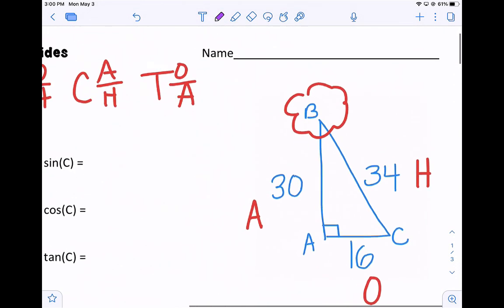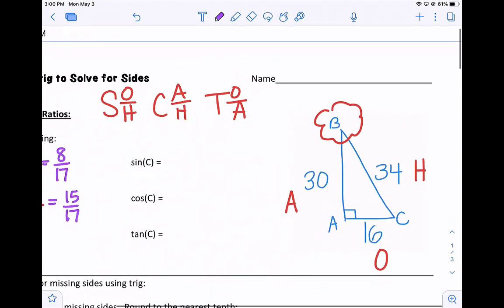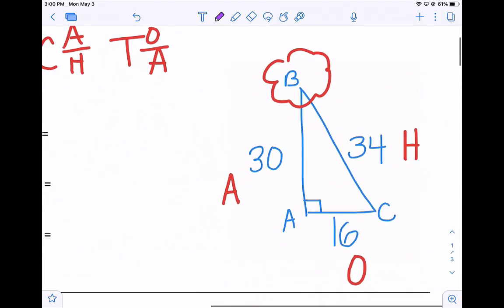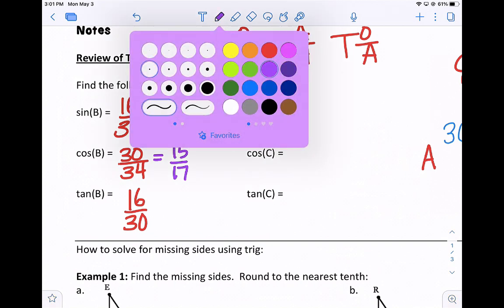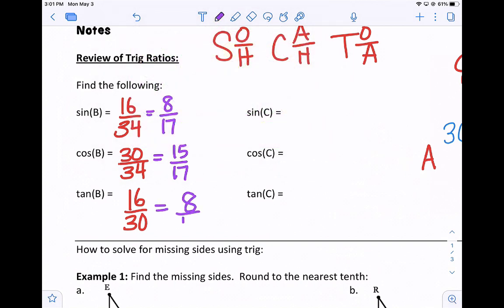And then tangent is opposite over adjacent. The opposite side is 16. The adjacent side is 30. So we have 16 over 30. And then we'll go ahead and reduce that. Again, they're both even, so I can divide them each by 2, and we'll get 8 over 15. So those are the trig ratios.